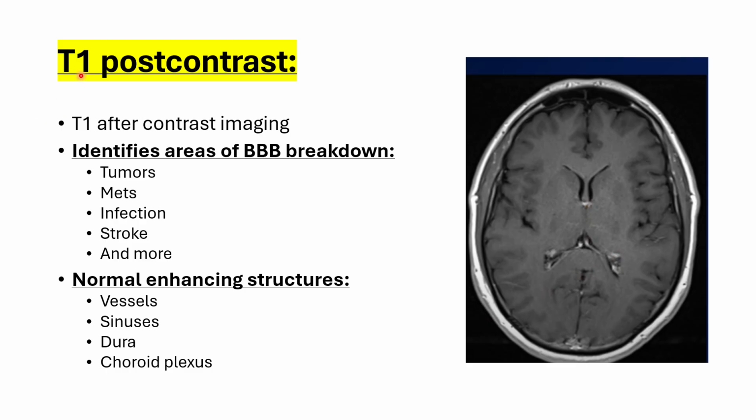Last but not least, we have the T1 post-contrast. This is T1 after contrast imaging. It's looking at areas of blood-brain barrier breakdown. So again, really good at looking for tumors, metastasis, infection, stroke, and more. A good way to tell that this is a T1 post-contrast is that normal structures will enhance, such as the vessels, sinuses, choroid plexus, and the dura.